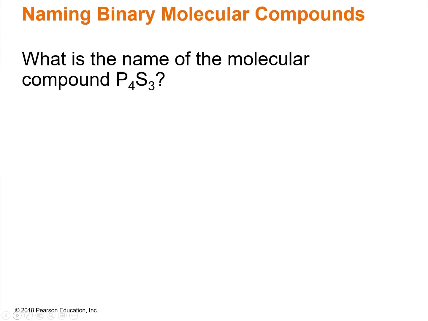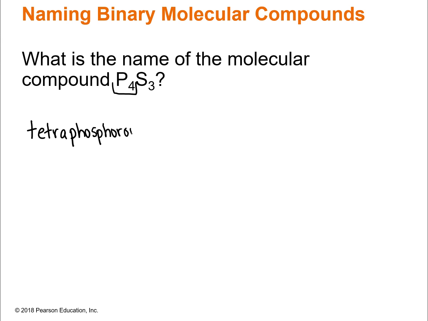Let's try naming a compound. You deal with things in order. We see a 4 down there as the subscript. 4 is tetra. And since we're naming the first element in the compound, we just write the name of it, which is phosphorus.